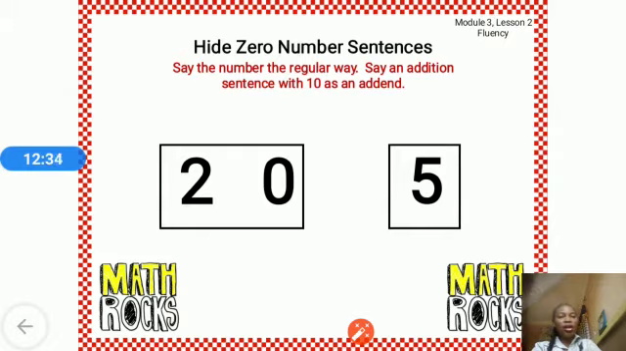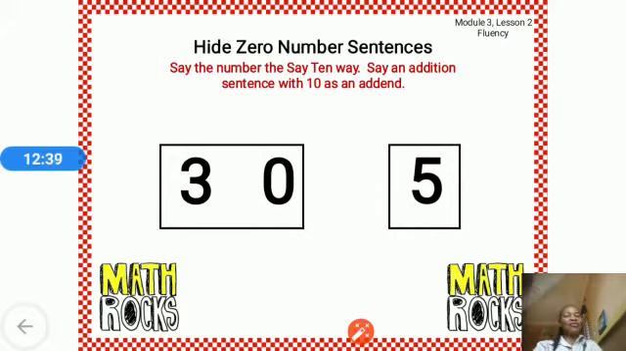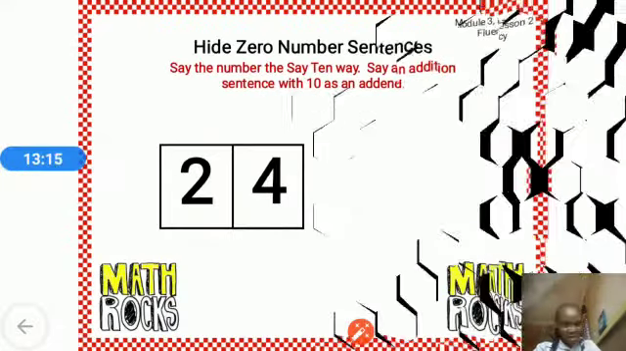And the next one is 35. How many tens do we have in 30? 3 tens. So it's going to be 10 plus 10 plus 10. Then adding your ones, what do you have there? 5. 10 plus 10 plus 10 plus 5, which is what? 35. Good. The next one is 24.